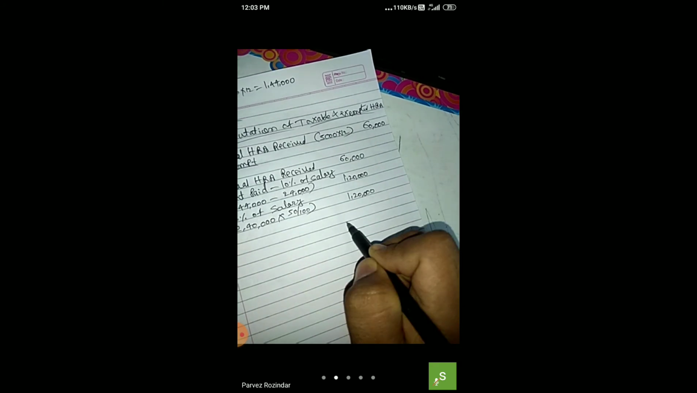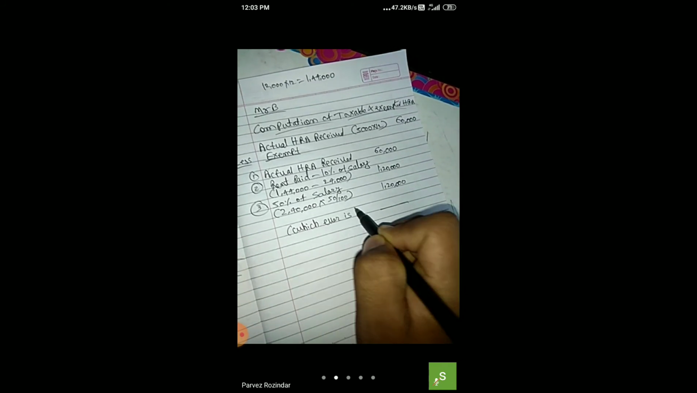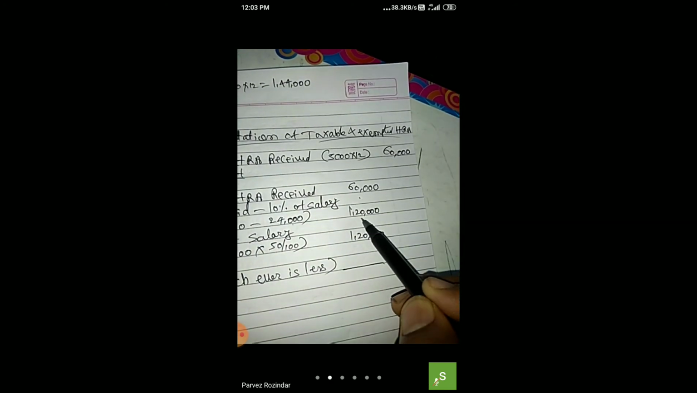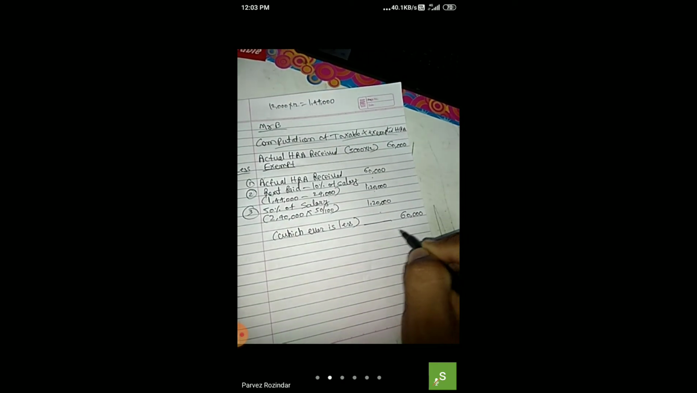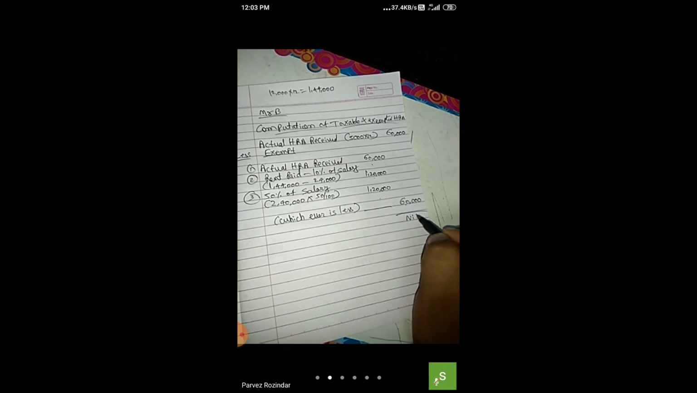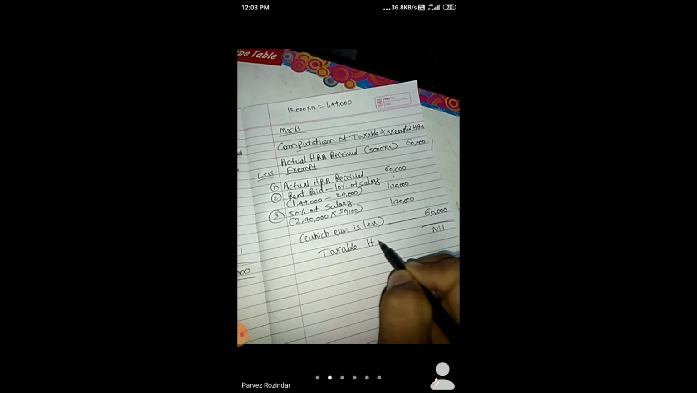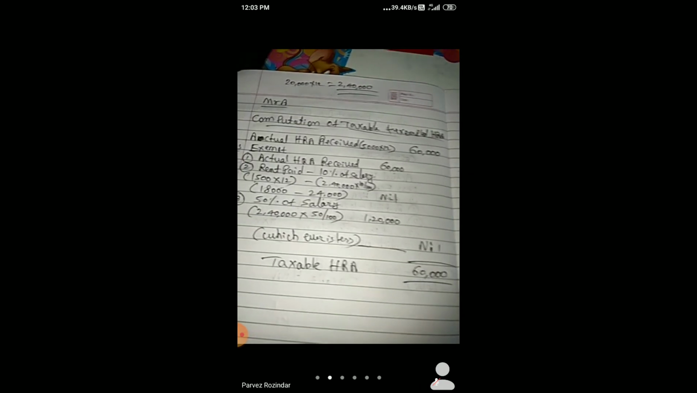Now in this situation, whichever is less, that is exempted. So 60,000, 1,20,000 and 1,20,000. So in this, less is 60,000. If 60,000 is exempted, how much is taxable? 60,000 minus 60,000, so it is nil. So taxable HRA is nil. In Mr. A's situation, taxable HRA is 60,000.